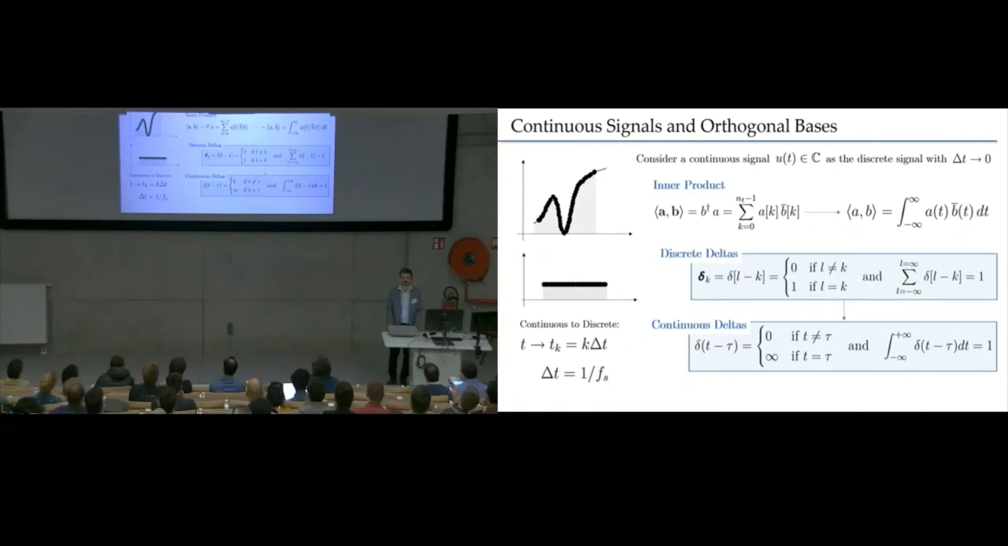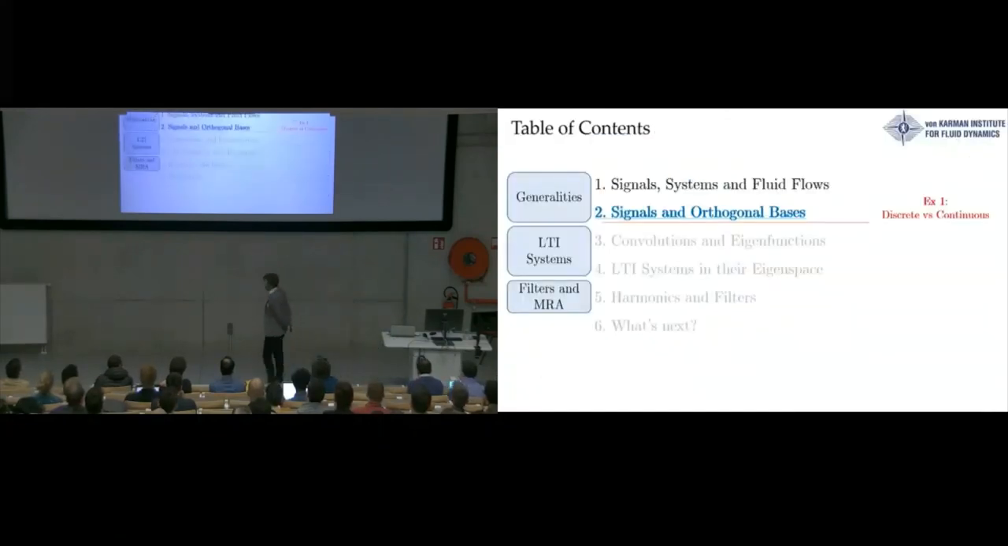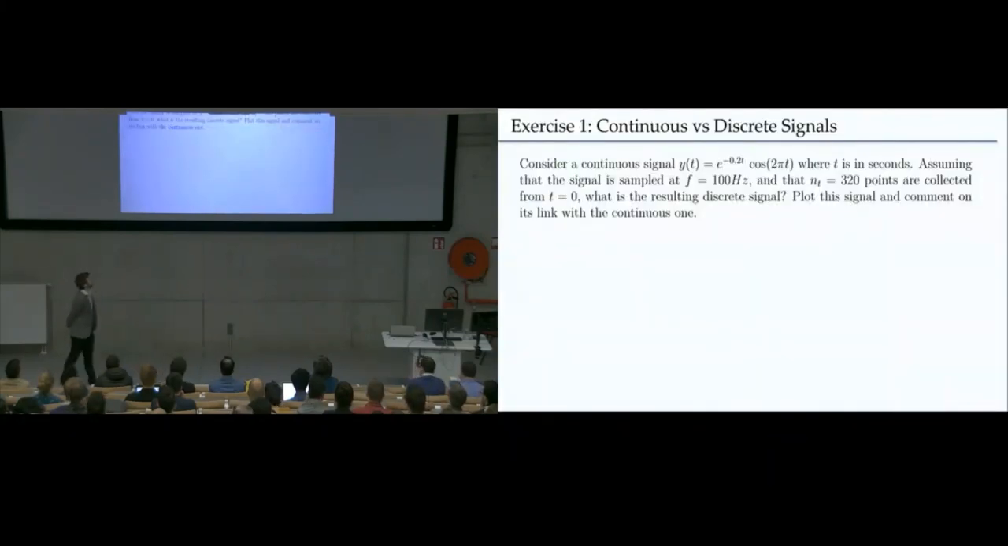But besides that, for what I will present, you can think of a discrete signal, a discrete sequence, as what you obtain when you take a continuous one and you replace time by the discretized time. When you do this, some important things happen. You should keep in mind at least two. So the first exercise is really trivial. I give you a signal, which is made of an exponential times a cosine, and I ask you to derive the discrete sequence associated to that under some kind of sampling. Here it was 100 Hertz, and I ask you for 320 points.